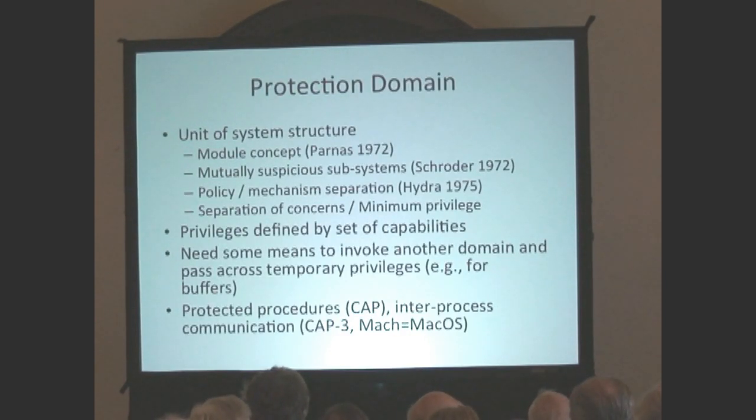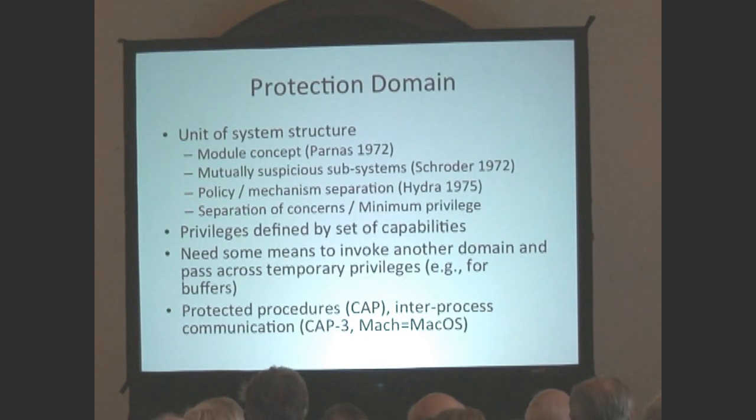The second concept we need to introduce to be able to talk about capabilities coherently is the idea of a protection domain. And this is the unit of system structure. When I talked about early operating systems, I basically talked about kernel and processes as the sort of large units, and the process typically was an address space, and was a unit of scheduling, and so forth. We want something finer grained if we're going to do minimum privilege of these capabilities.